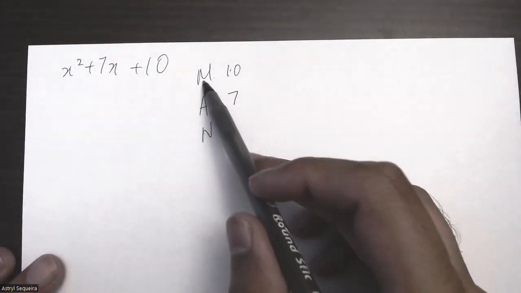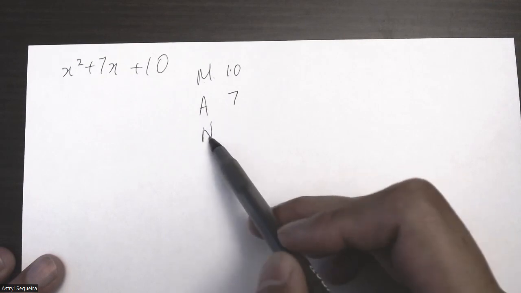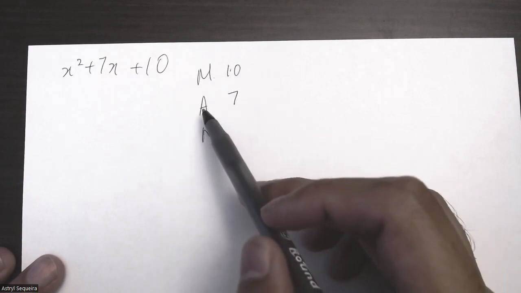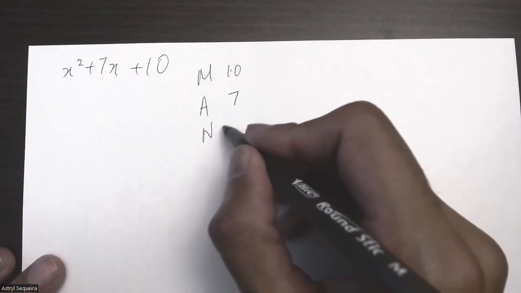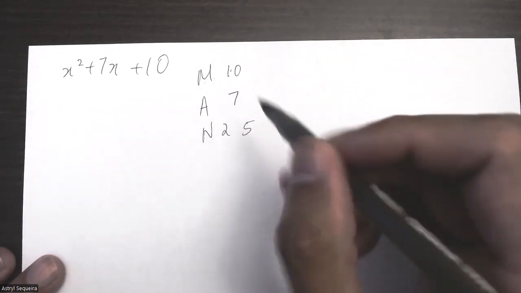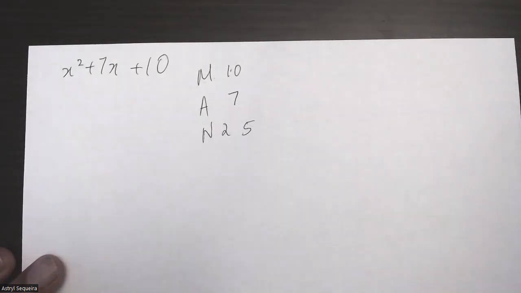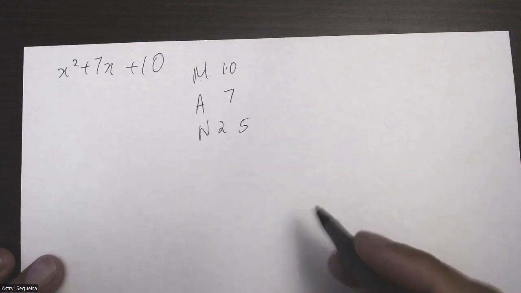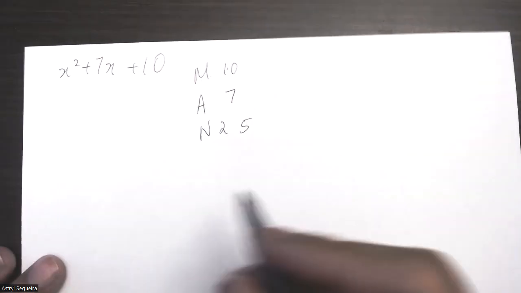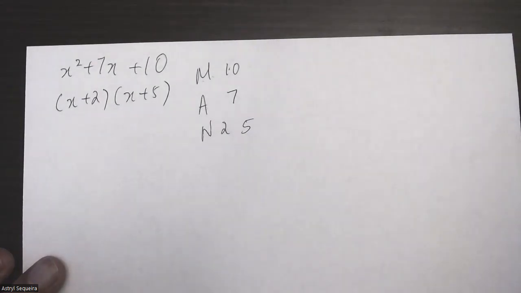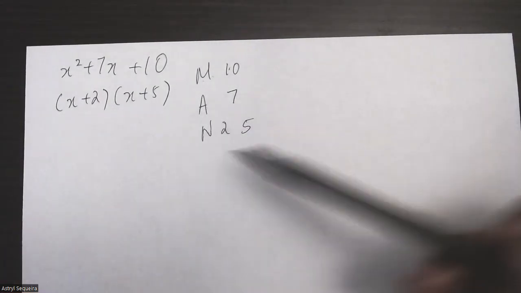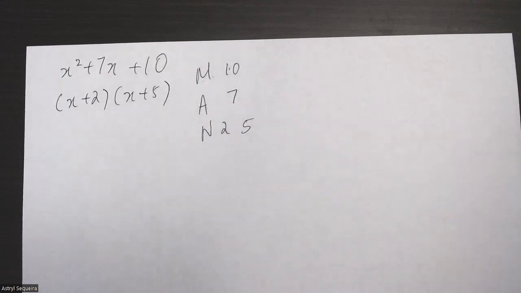M stands for multiplication, A stands for addition, N stands for two numbers that multiply to 10 and add to 7. So you always want to think of two numbers that multiply to 10. In this case, it's 2 and 5 because 2 times 5 is 10, 2 plus 5 is 7. Once I get my two numbers, I can write this in factored form as x plus 2 times x plus 5, and that's my final solution. And this one was easy because everything was positive. But what if things start to become negative?